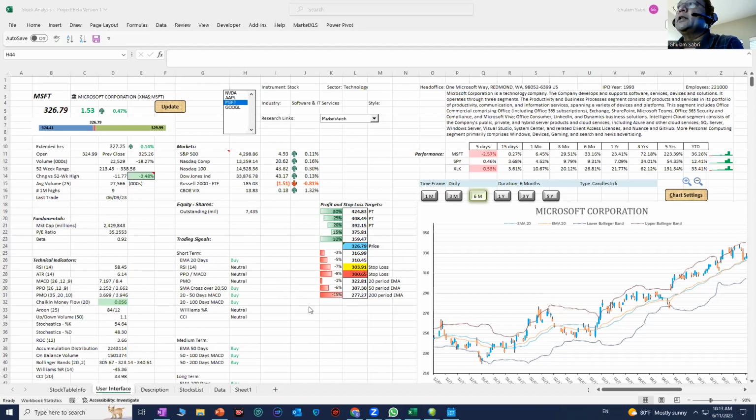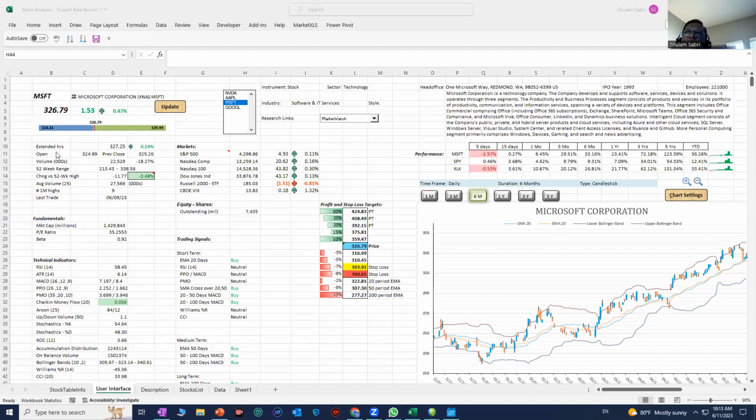Now, what it does is that it has basically 2 sheets. This main sheet is the user interface, and the other one is the stock table information. So for example, this is Microsoft. All you need to do is just enter the Microsoft symbol here and press this update button, and it will update all this information. Now I will go through it one by one, and if I'm too fast, just ask me to slow down.